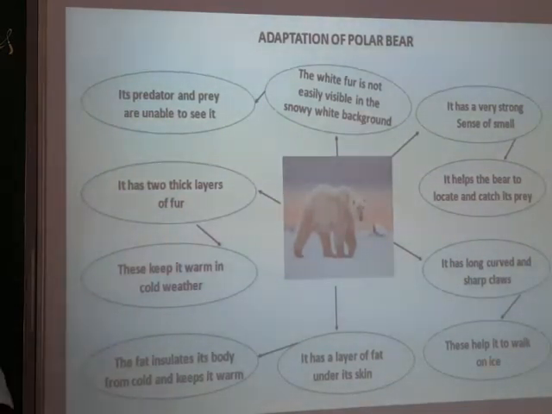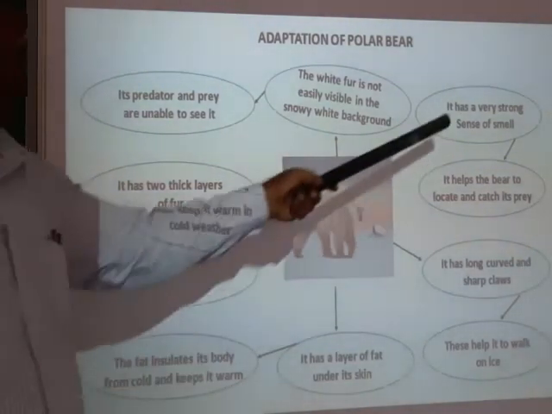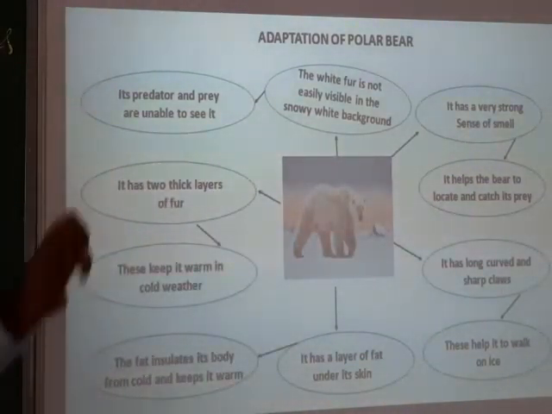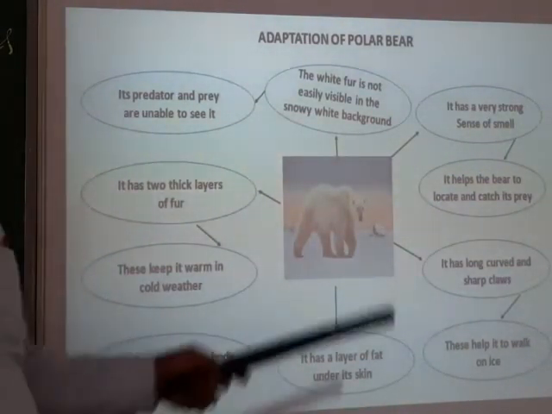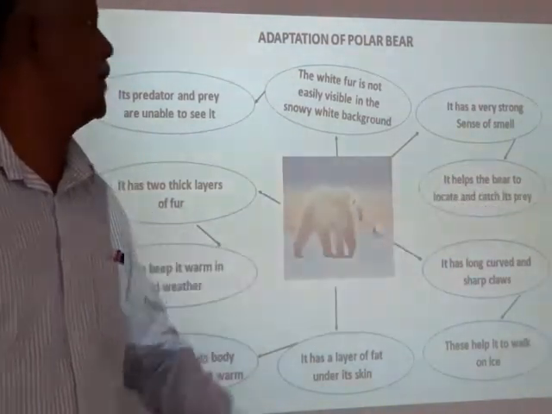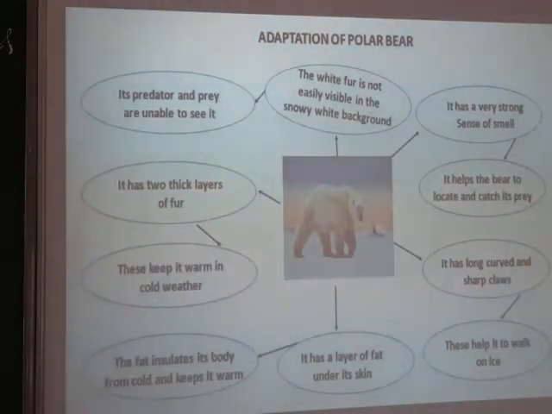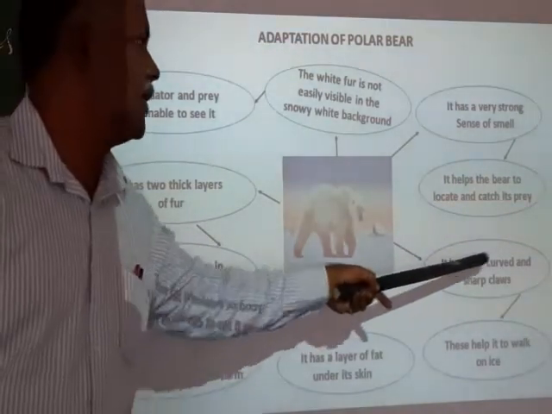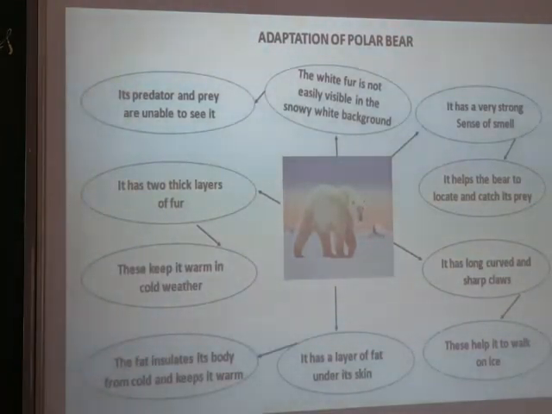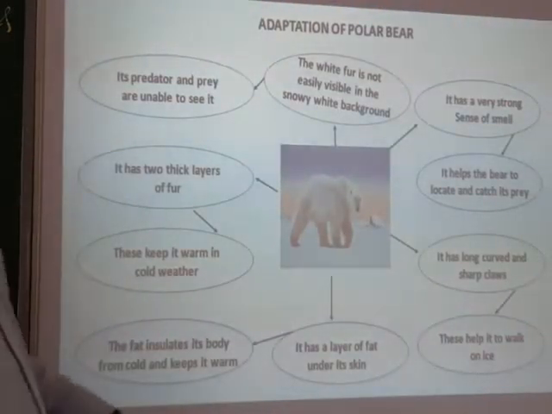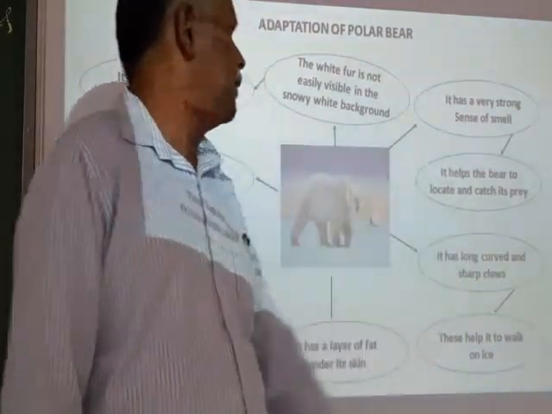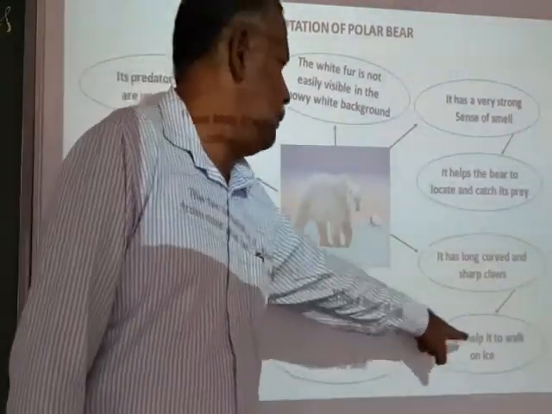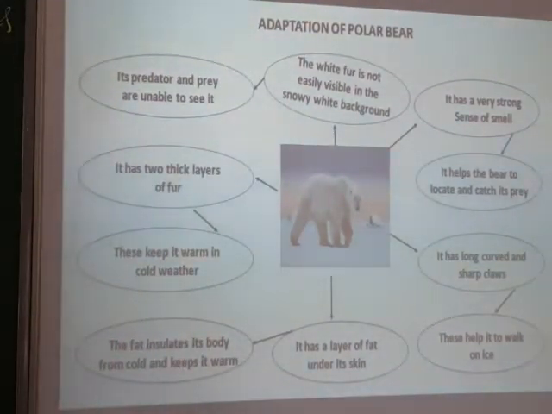The second important feature is that it has a very strong sense of smell. It can detect smells, which helps it locate and catch its prey easily. The third adaptive feature is that it has long, curved and sharp claws. The main purpose of the long, curved and sharp claws is to help it walk on ice. That is how its feet and claws are.